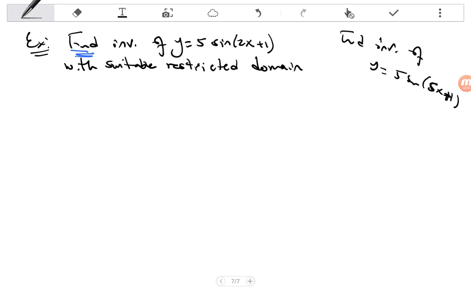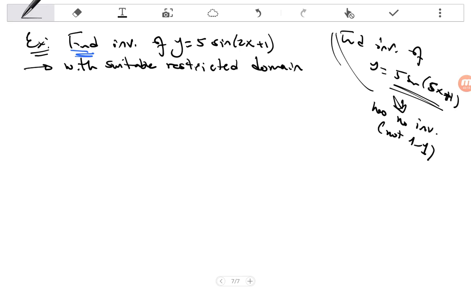If I give you, find the inverse of 5 sine 5x plus 1 without that statement, what is the inverse of this function? It has no inverse. Yes, it is not one-to-one. So the answer for this problem, I'll just say it has no inverse. Why? Because it is not one-to-one. But he's stating in the problem, with a suitable restricted domain.